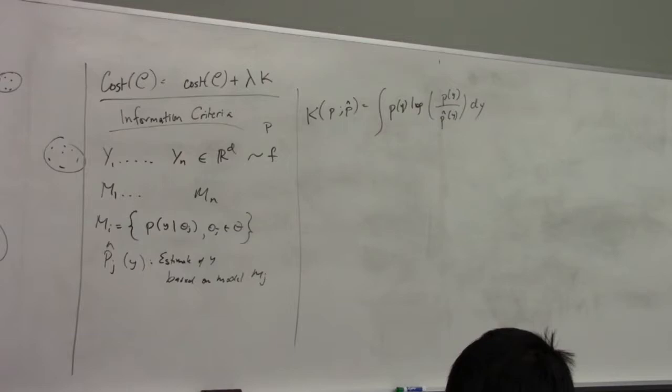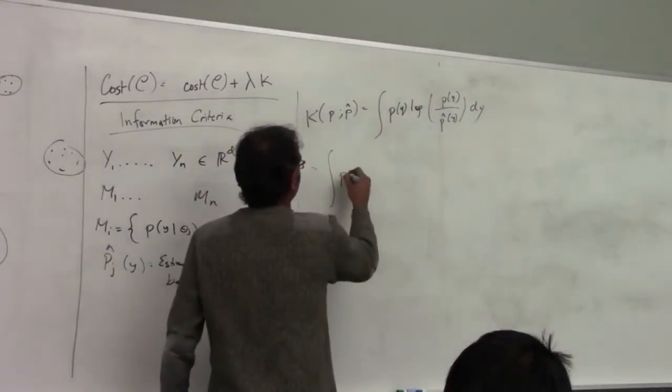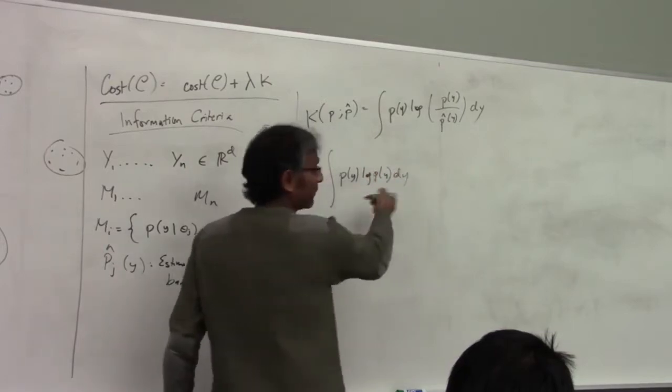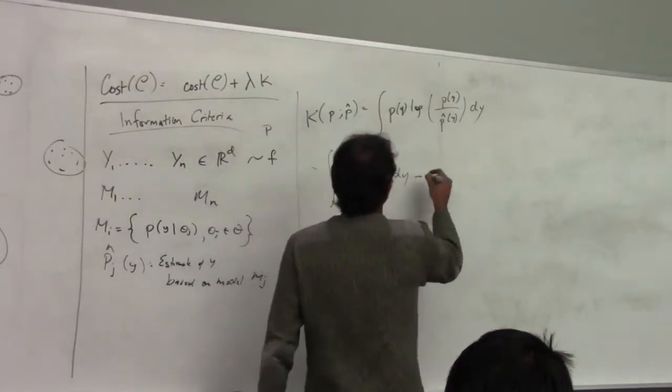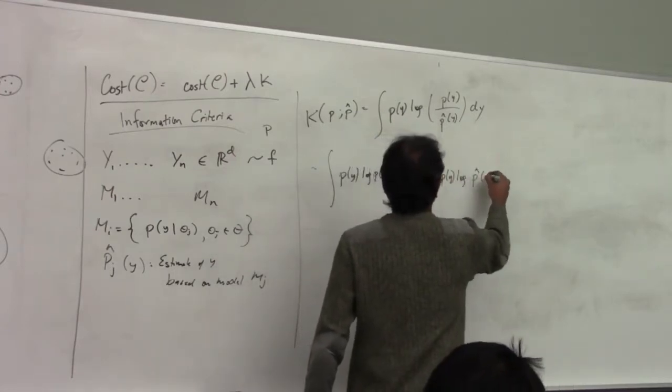So if you go on here, now you can write this out, which is equal to the integral of P(y) log P(y), which is like a negative entropy of P, right, minus the integral of P(y) log P hat.